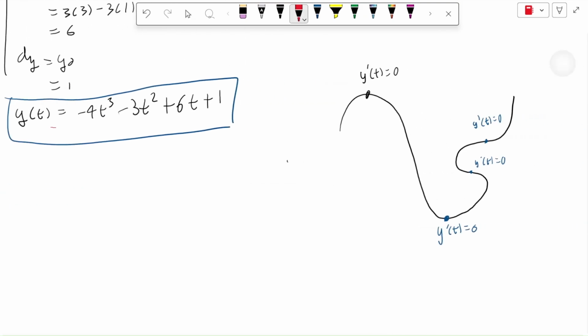You would have these 2 points here. So t equals 0 and t is 1. And then any points where it's flat in sort of the other direction would be x dash of t equals 0.